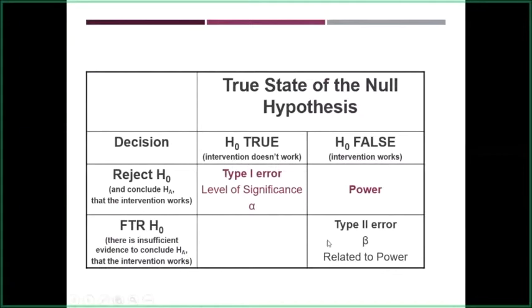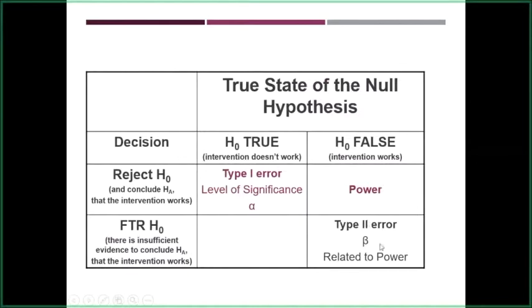If the null hypothesis is false, and we fail to reject it, that means the intervention works, but we're not able to conclude that it works. That's what we refer to as a type 2 error, and it's related to the power. If you think about that, each column represents the only two possible scenarios that could happen. When the null hypothesis is false, if we're not making a type 2 error, then we must be in the scenario where we're making a correct decision.